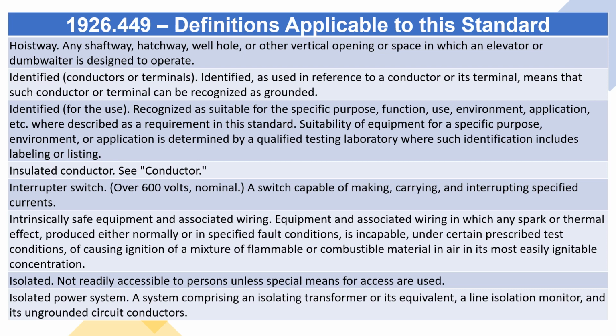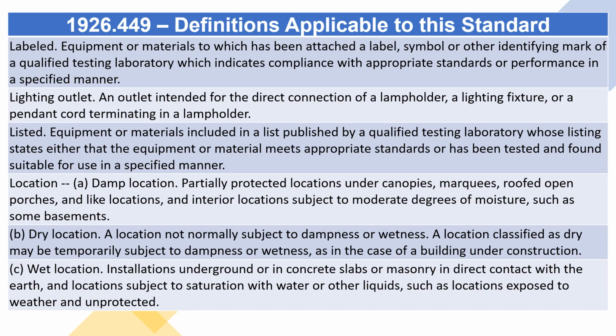Isolated power system. A system comprising an isolating transformer or its equivalent, a line isolation monitor, and its ungrounded circuit conductors. Labeled. Equipment or materials to which has been attached a label, symbol, or other identifying mark of a qualified testing laboratory which indicates compliance with appropriate standards or performance in a specified manner.